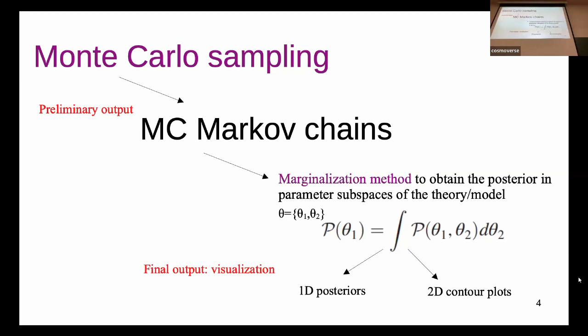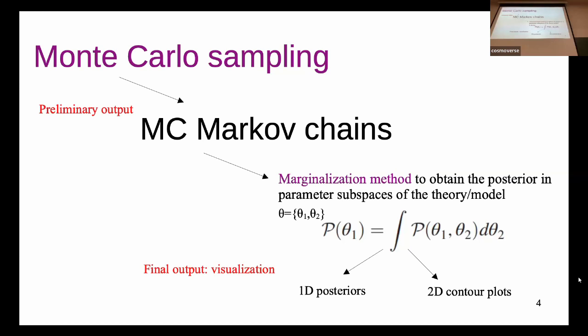So, what is marginalization? Basically, we have a parameter space composed of θ1 and θ2, where θ1 is a subset of parameters and θ2 is another subset of parameters of our theory or model. And we want to obtain the posterior distribution associated with θ1. We just have to perform an integral over θ2. So basically, we have to sum the values of p at a fixed θ1 for all the θ2.